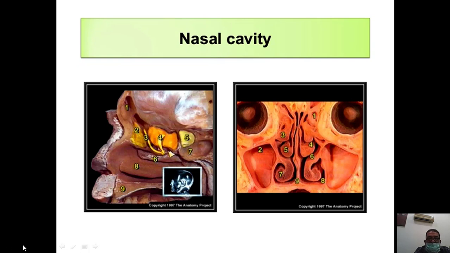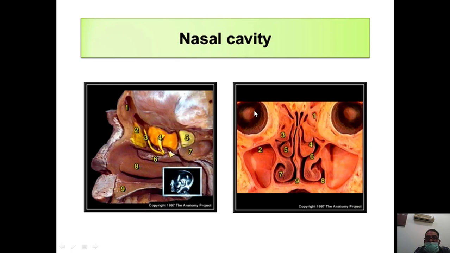This is a diagrammatic presentation of the nasal cavity. You see multiple conchae and meatuses. This is the frontal air sinus. Now these are various types of openings within the middle meatus and then the inferior meatus. This is the cut section.